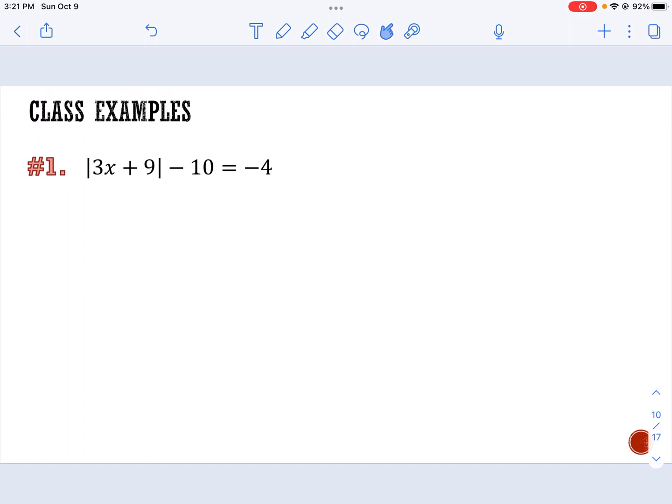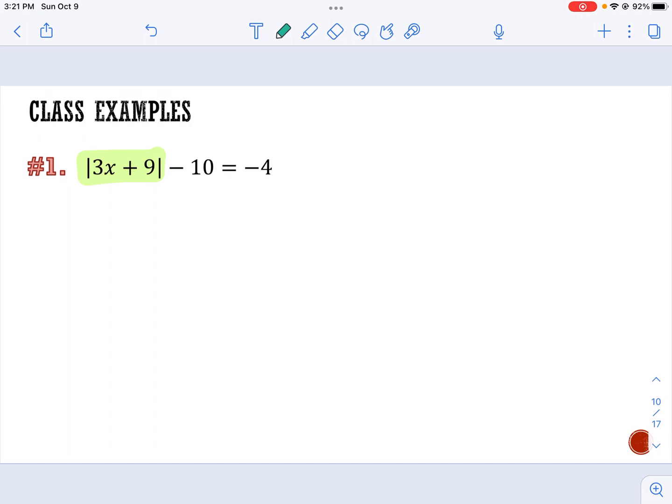Now, my goal is still the same with solving any equation. My goal is to find the value of x, or the values of x, that will satisfy this equation, that will make it true. To solve an absolute value equation, the first thing I need to do is isolate this entire absolute value expression. So I don't want to touch that yet.